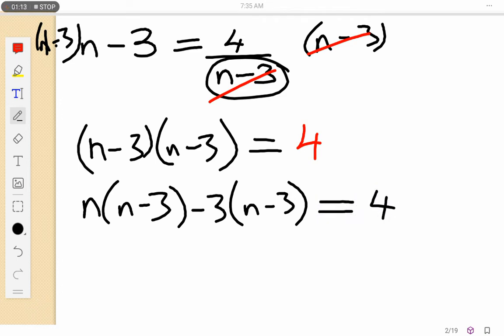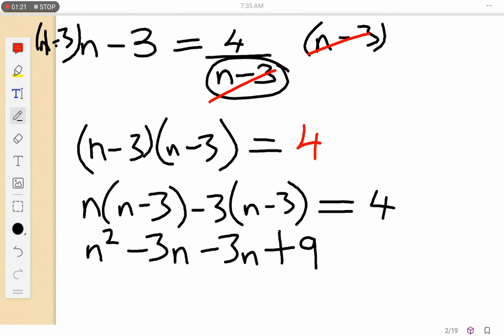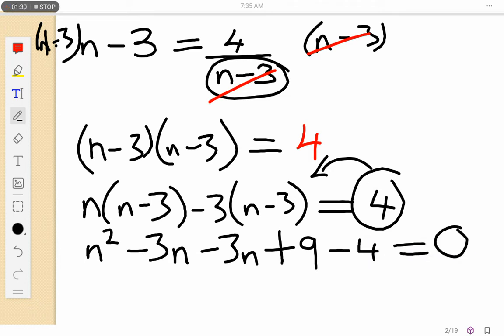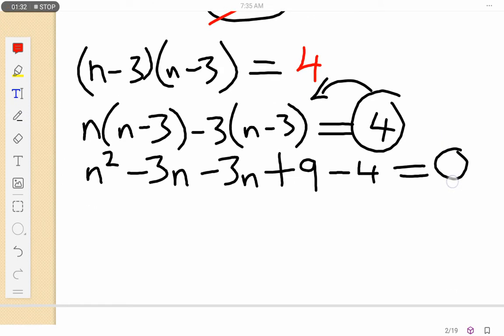Okay, so when I remove the brackets now, I'll have n squared here minus 3n minus 3n and a plus 9 here, which even this one I can take this side and it becomes minus 4. So I'll have minus 4 is equal to, on the right side will remain with a 0 there. Now I can add and simplify like terms. So I'll have n squared, minus 3n minus 3n, I get minus 6n. Then plus 9 minus 4, we get plus 5.